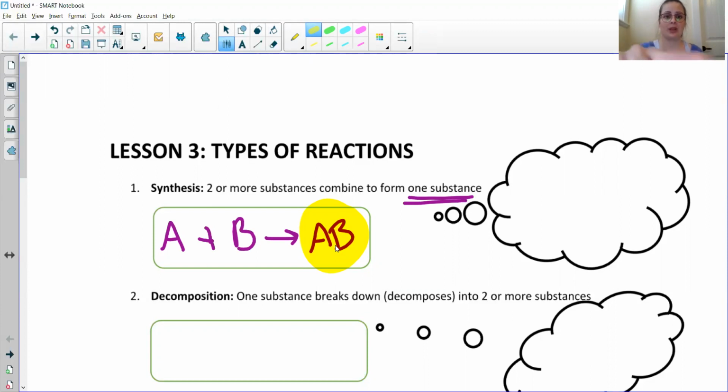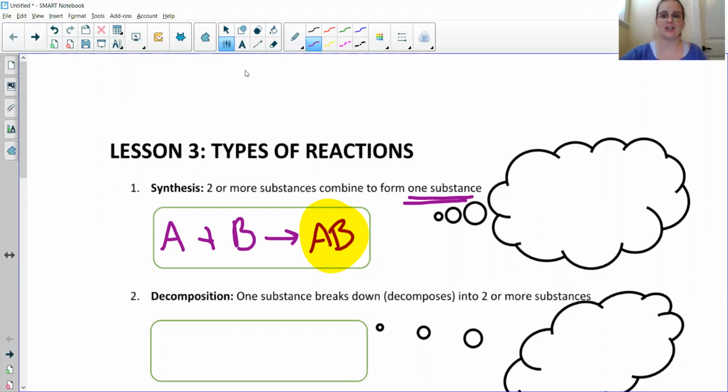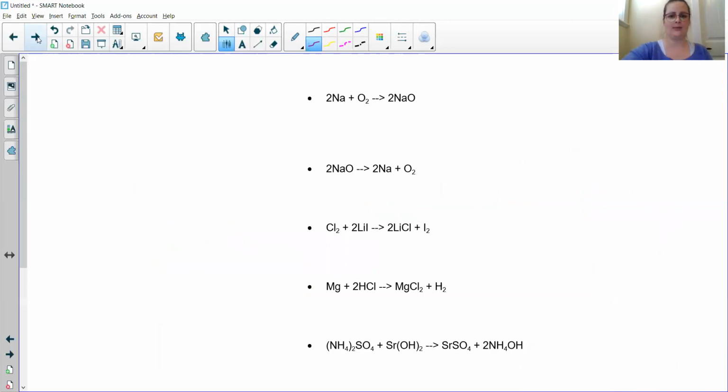An analogy that I use for this is kind of like your marriage. So you have one person meets another person, they fall in love, and they get married. So that is our marriage, where we have a happy couple at the end. All right, so we look for the happy couple. The next type of reaction is, actually, you know what, I'm going to do the examples first.